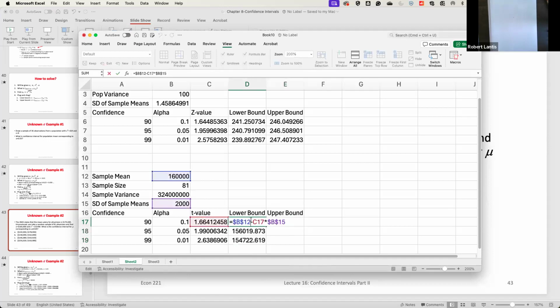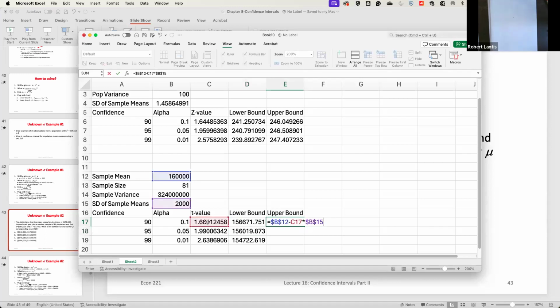Now my upper bound, if I copy this over, I'll show you. It's a problem, right? Because I didn't want it to update. So I could freeze it and then unfreeze it, or I could just say, look, take this, Command C or Control C on a PC, hit enter, go to the cell you want to paste it in.